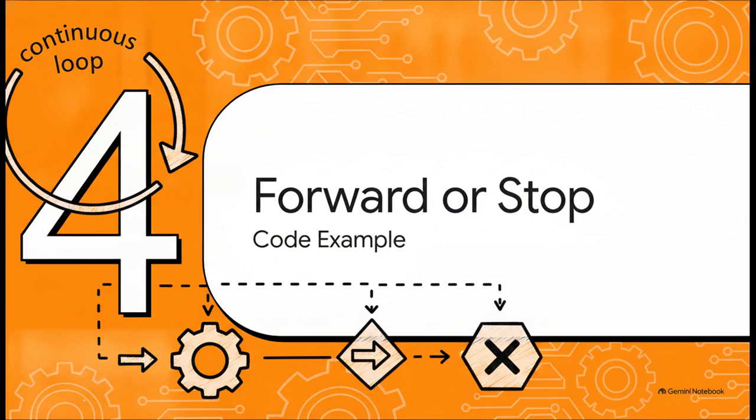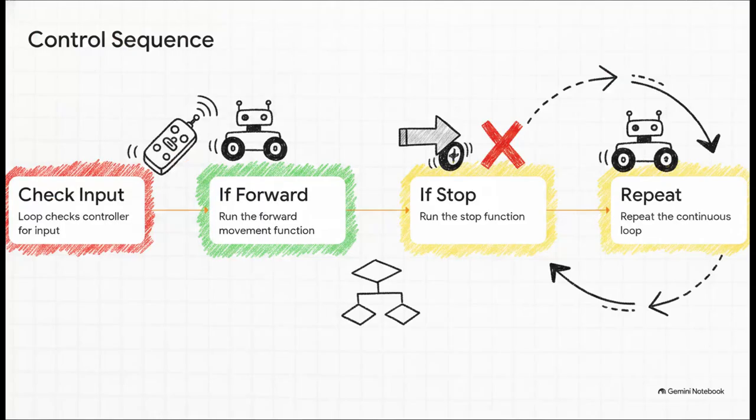Section 4. Example, forward or stop. Let's actually build this out together step by step. This sequence right here creates a perfectly safe, fully functional remote control program. Step 1. The loop opens up and checks the controller for input. Step 2. We hit our very first conditional. If the forward button is currently pressed, the code branches off and runs the forward movement function.